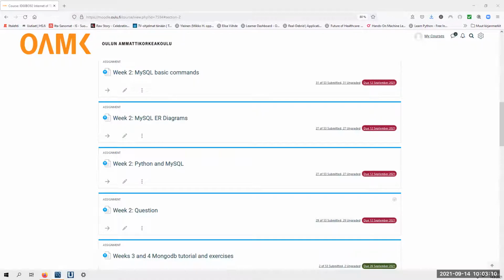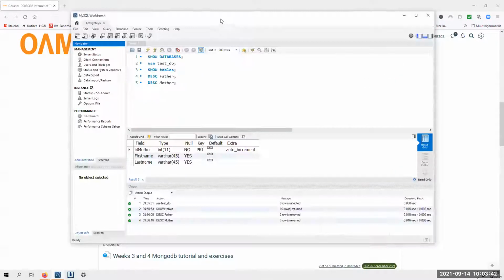But just in case, there seems to be something wrong with my workbench connection to the database, but at least I can show you the diagrams. I just found out this morning and I didn't have time to sort out the problem. Why it doesn't connect? It should be very simple.